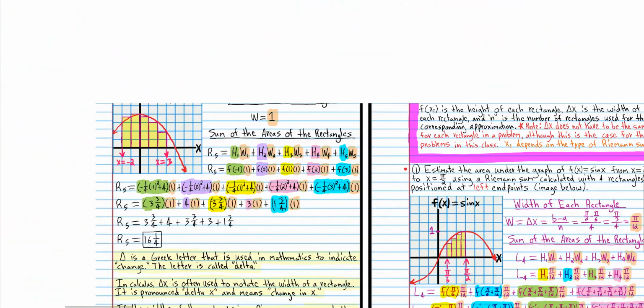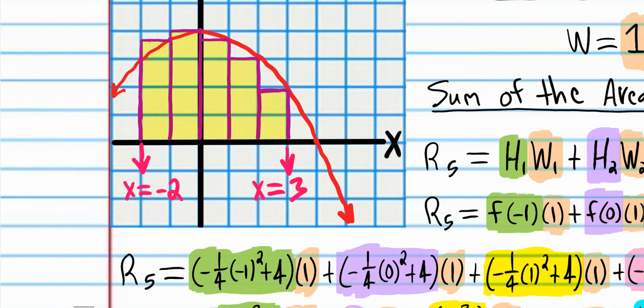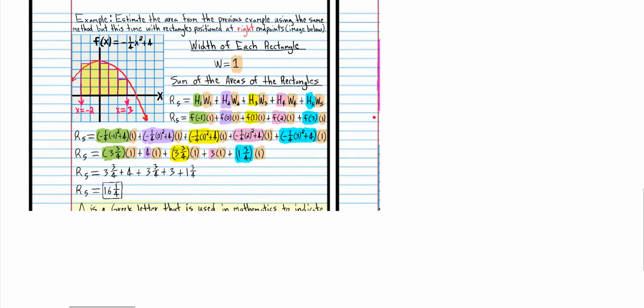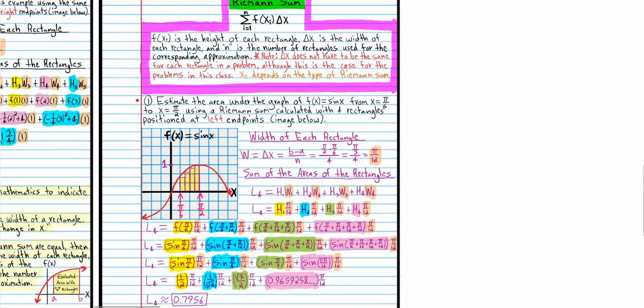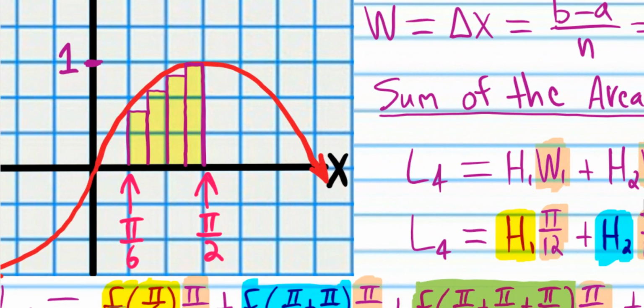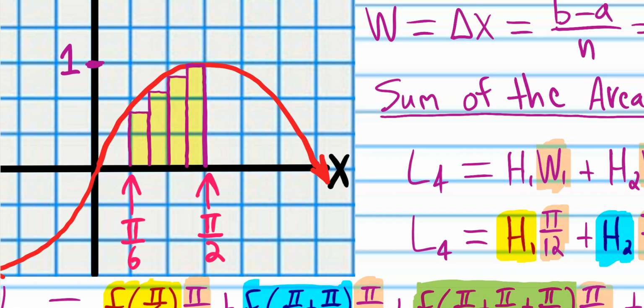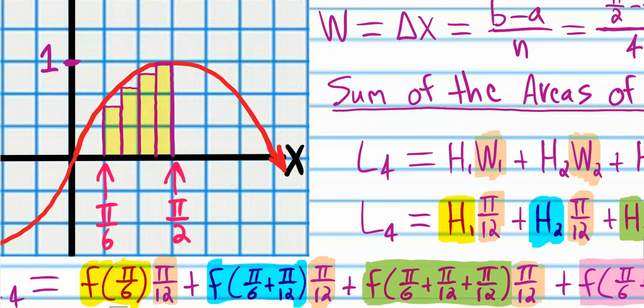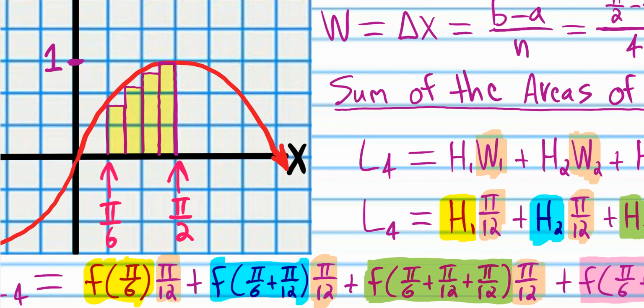Now, in the previous problem, it was easy to see what the width of each rectangle was. It was just 1, right? So we didn't need to really worry about that calculation. But here, it's not exactly obvious what the width of each rectangle would be. Now, if I allowed you to figure that out for yourself, you could probably do it. In fact, you could probably figure out what the sum of the areas of these rectangles are on your own. So we can estimate that area under the curve from pi over 6 to pi over 2.